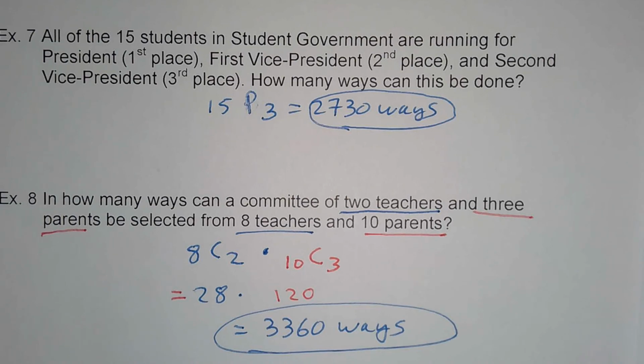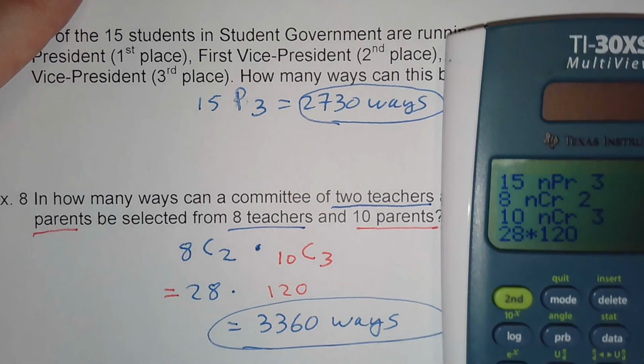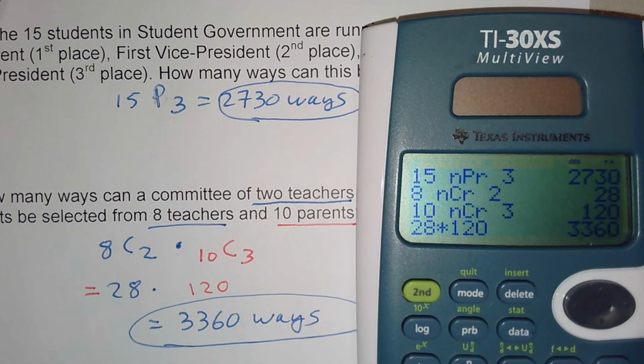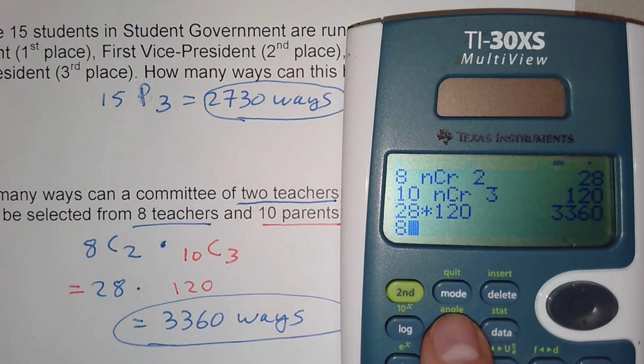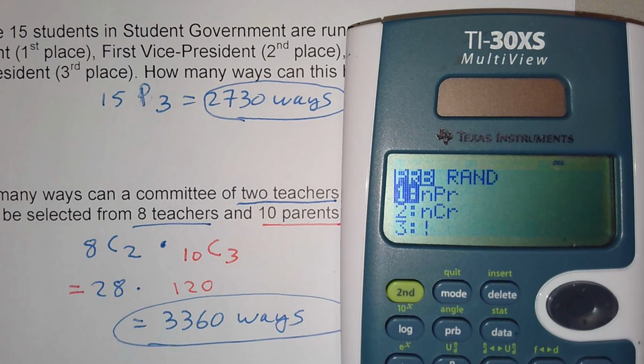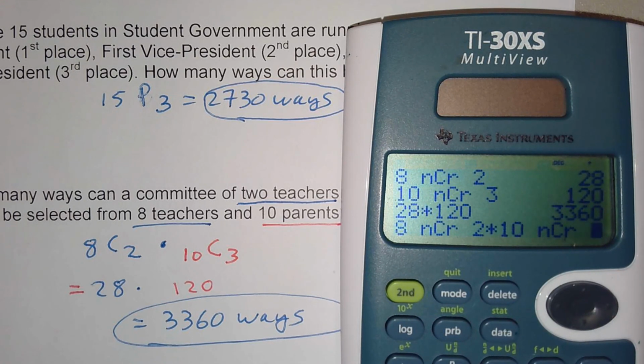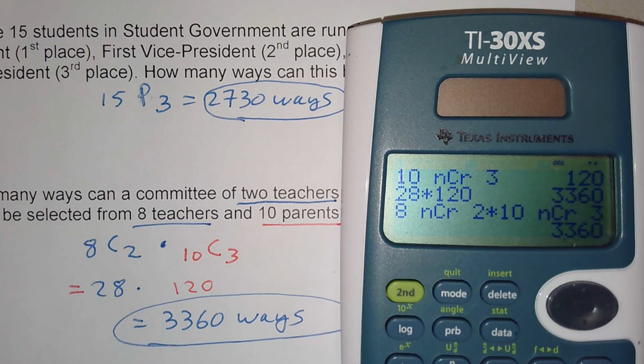Now this calculator will let you enter this all as one line. So let's see how that would work. I would do 8, probability key, option 2, and I do multiplication here. And I type in the 10, probability key, option number 2, 3, and hit enter. So you could also enter it all in one line as well.